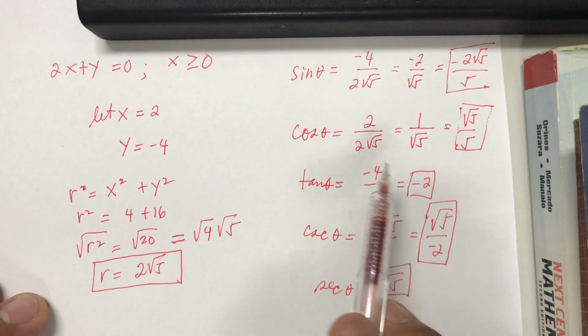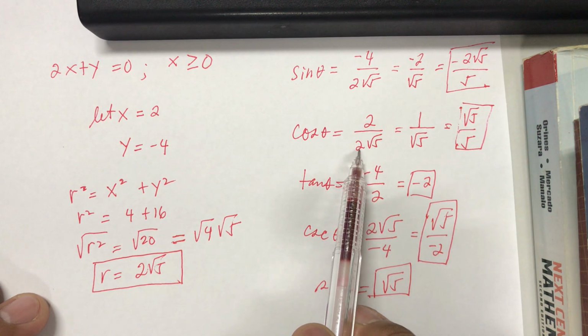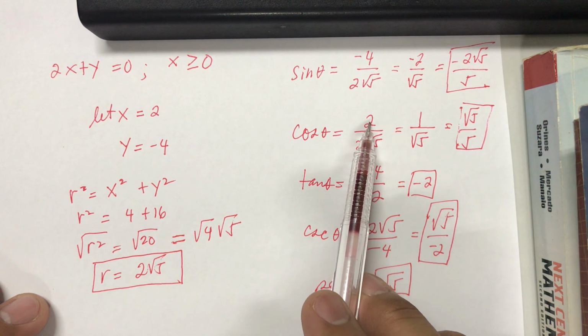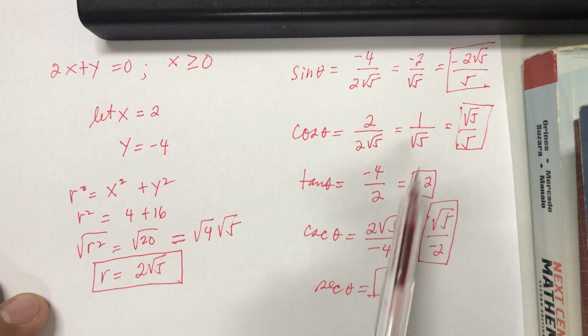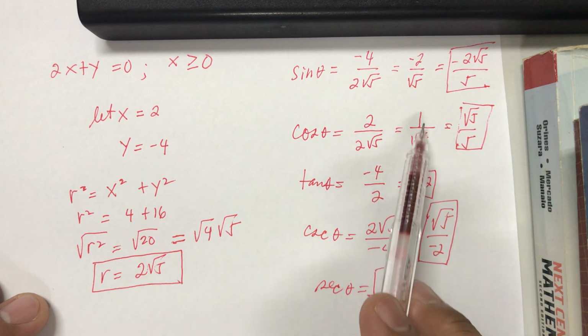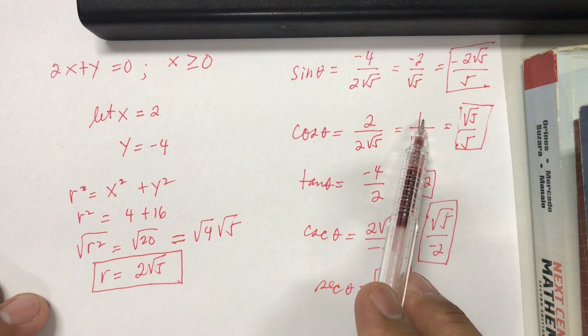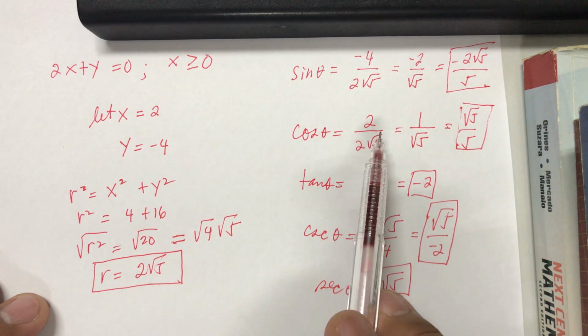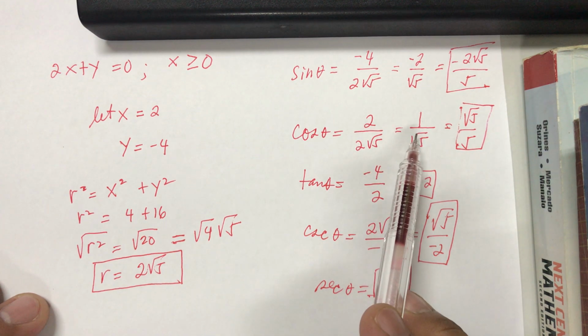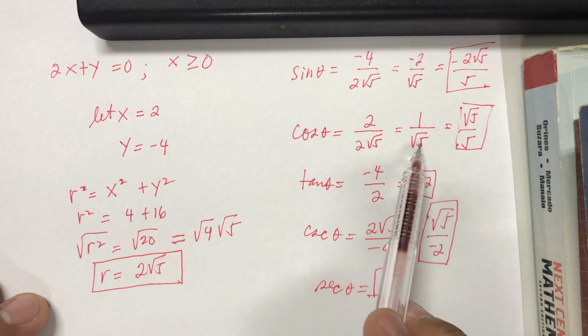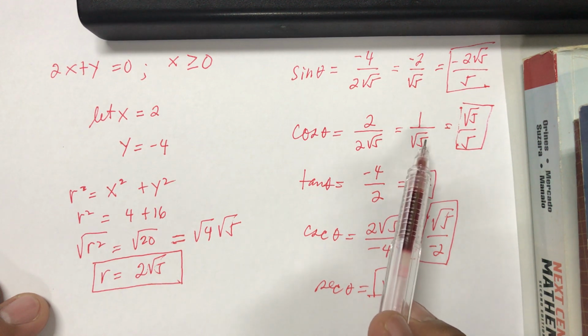So, pwede na gamiton ang 2 square root of 5 over 2, since cancelled na man ang 2, diba? Pwede rin kanina ang square root of 5 over 1, which is the simplified form of 2 over 2 square root of 5. Although, 1 over square root of 5 is not yet the final answer. You still need to rationalize this one.